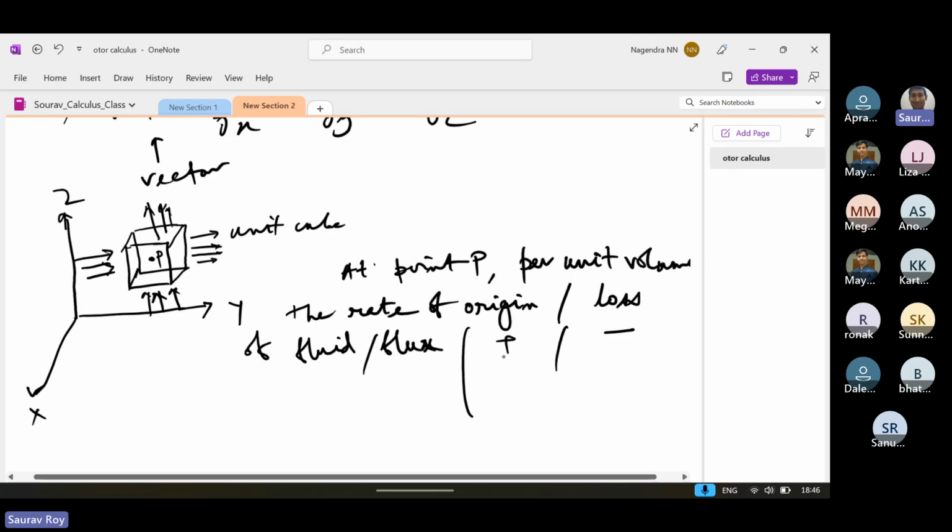If the divergence sign is plus, then we are saying something has originated at this point, and if it is minus, then something has been lost at that point. So the interpretation is, if positive, that means a source is present, and if something is lost, that means a sink is present. Okay, so these are the interpretations. So at point P, if a source is present, there will be a positive divergence, and if a sink is present, negative divergence. So yeah, that is it. Do you have any question on this?